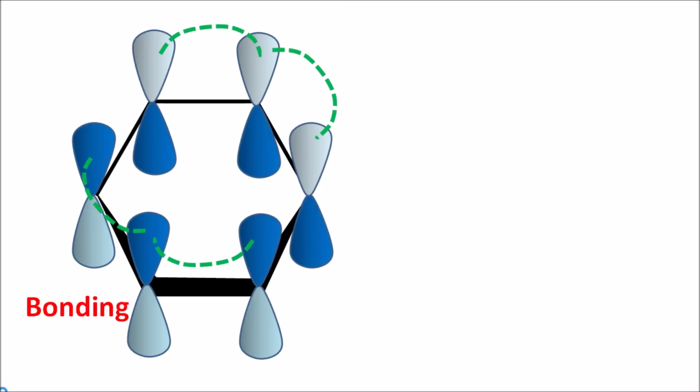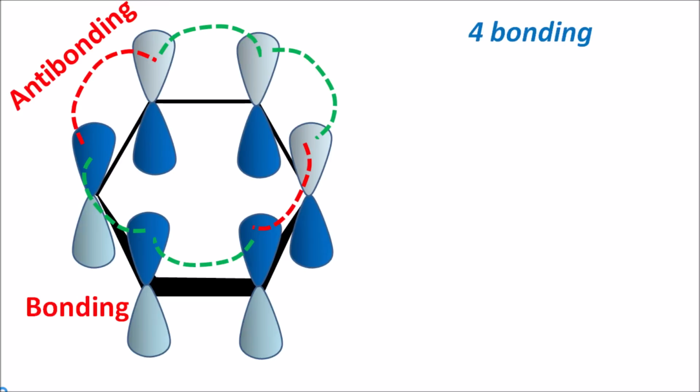And what about the p orbitals in between these? Here these p orbitals can overlap such that the opposite lobes are interacting, so they can undergo anti-bonding interaction. Similarly, we can observe another anti-bonding interaction here. So now this orientation has 4 bonding interactions and 2 anti-bonding interactions.